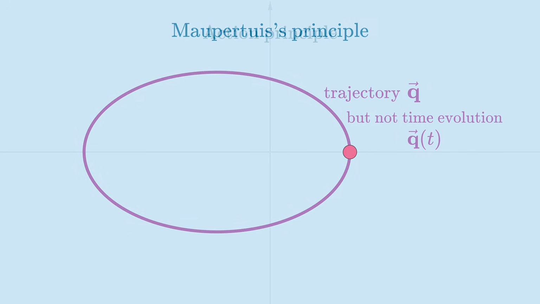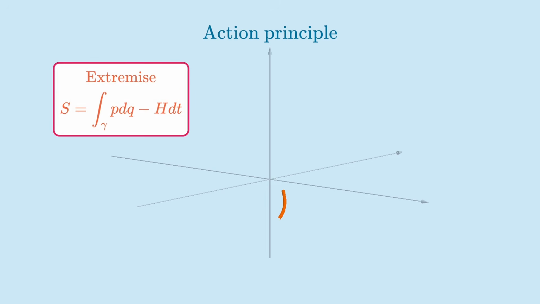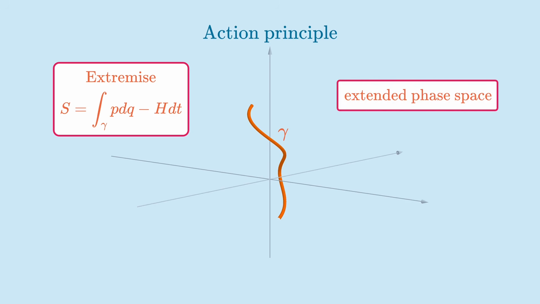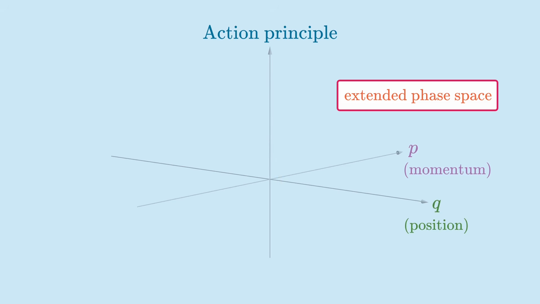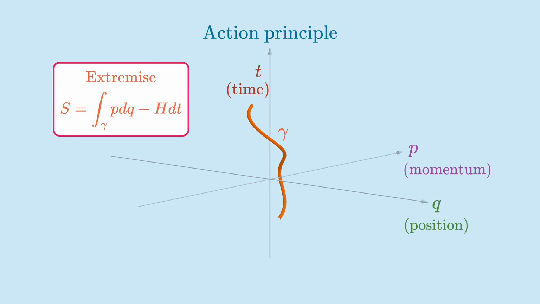To explain the details, we need the action principle, or more precisely, the Hamiltonian version of it, which is the superior version. The backdrop of this version is something called the extended phase space, where we need the position q, momentum p, and time t to describe the particle's state. The state carves a trajectory gamma in this extended phase space, and the action principle is that a certain line integral along this path gamma, known as the action S, is extremized.